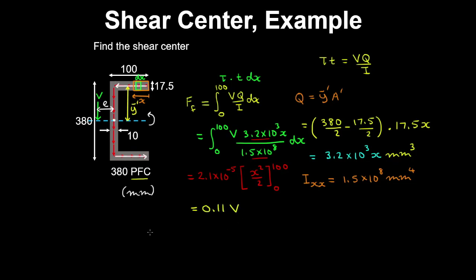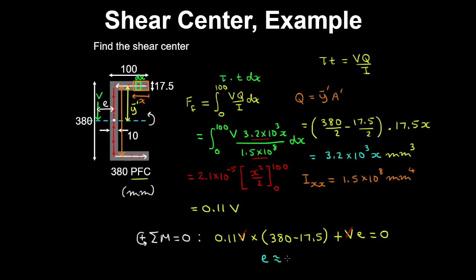Now if we take a sum of moments about this point, to eliminate the moment produced by the resultant force in the web, so we have 0.11 V multiplied by the moment arm, which is the depth of the section, minus the thickness of the flange. So note that the moment arm for this couple is measured from the middle of each flange. And then we have a counterclockwise moment produced by the shear force V by the eccentricity, and that's equal to 0. So the V's cancel, and we obtain an eccentricity of around 39 millimeters.